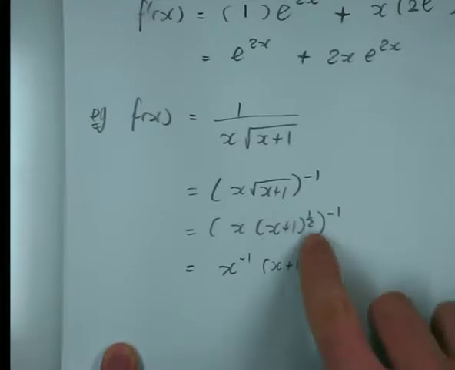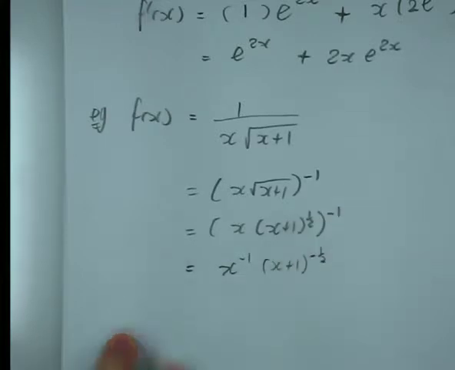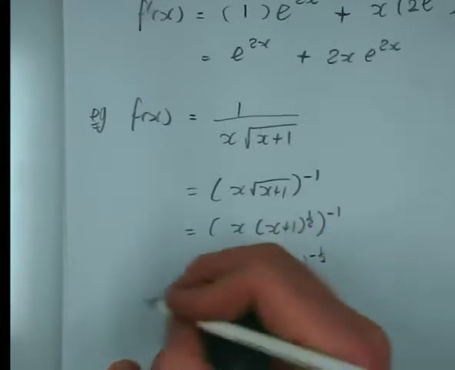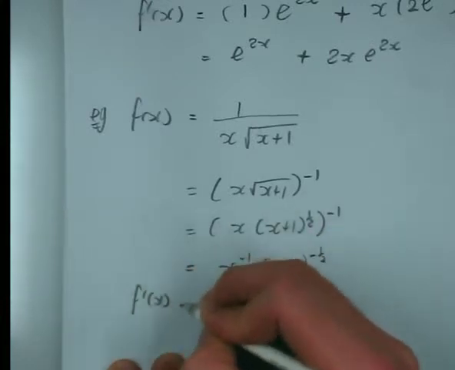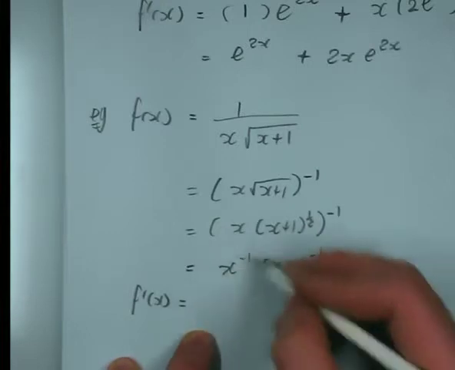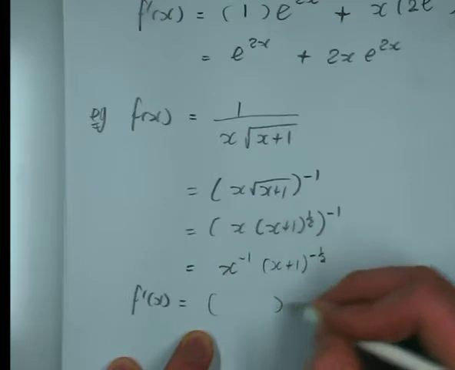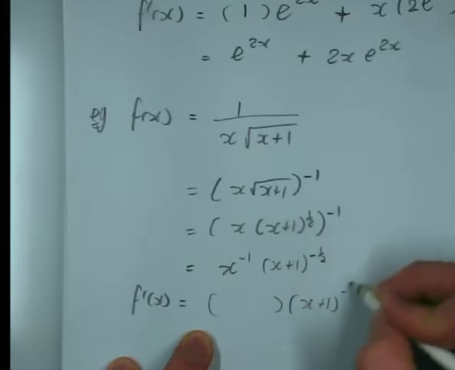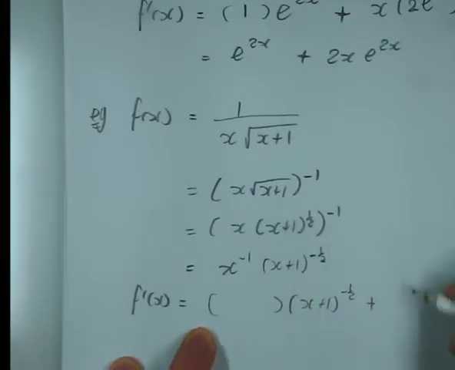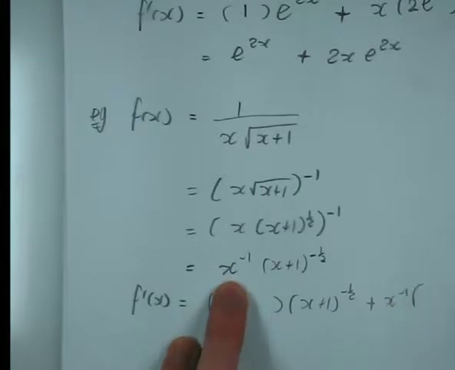Like that. And when you do powers of powers, they multiply. And now I can just use the product rule as normal without having to do a product rule inside the derivative. So I'll differentiate this one and keep the other, and then I'll keep this one and differentiate the other.